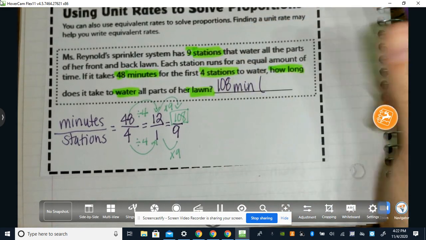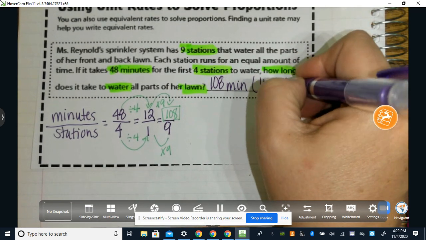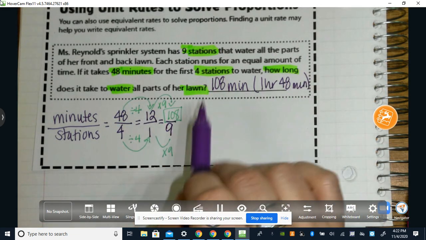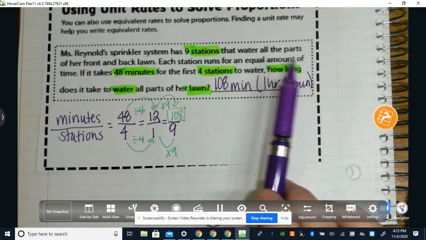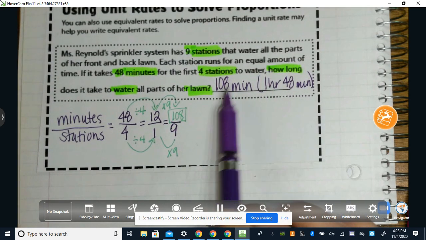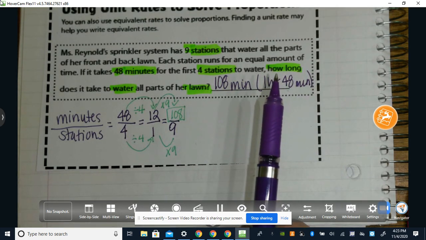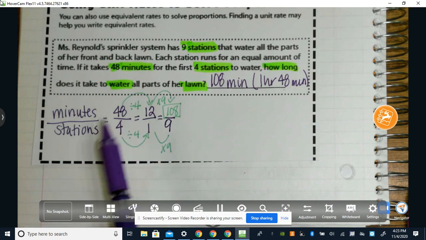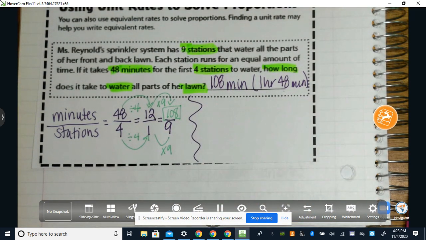Or if you're like me, you can say 1 hour and 48 minutes. So it takes 1 hour and 48 minutes to water those lawns. And I just broke it down like this because 60 minutes is an hour. If I take 60 away, I'm left with 48, and that would be how many minutes I have. Okay, so that way worked when I got to a unit rate.